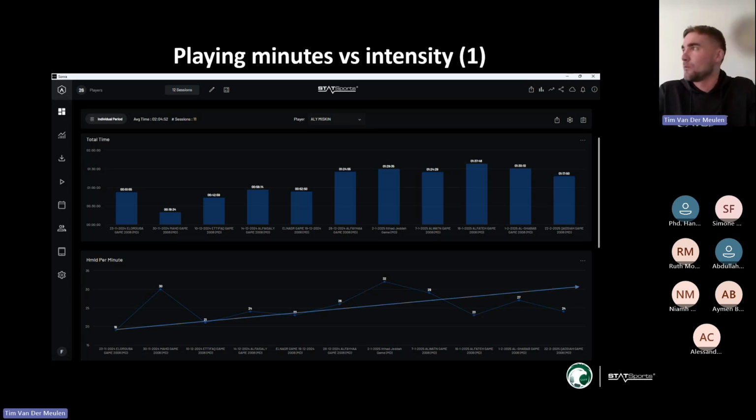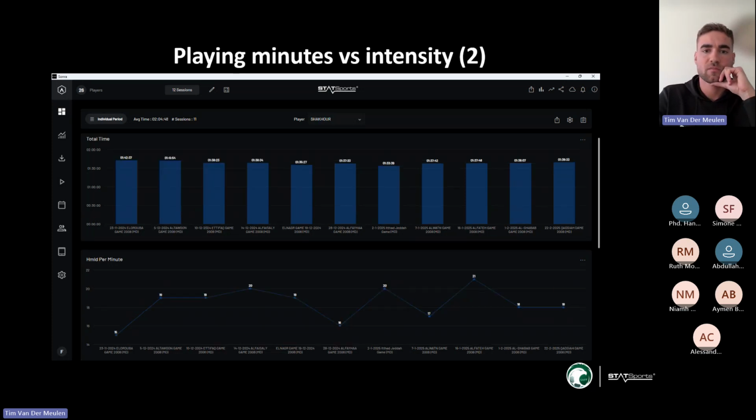So this dashboard can provide really useful feedback, in a positive way, for a player to stimulate this player even further. And also, of course, this is really valuable feedback for a coach.